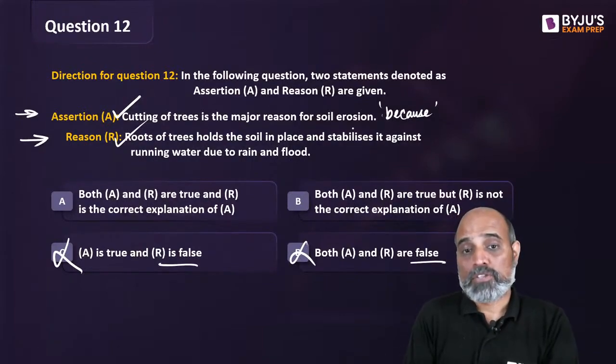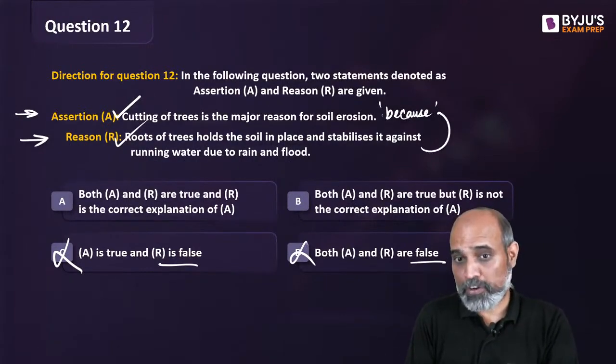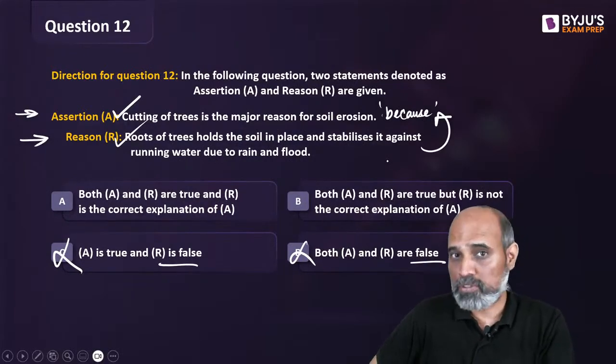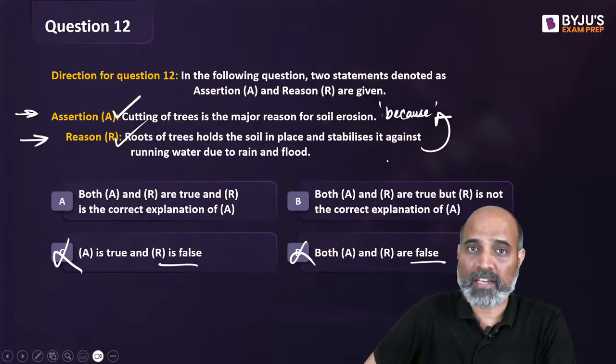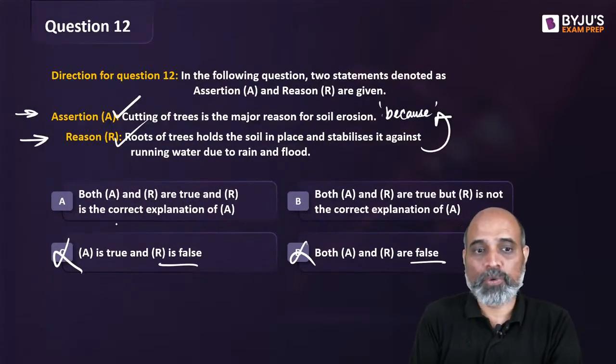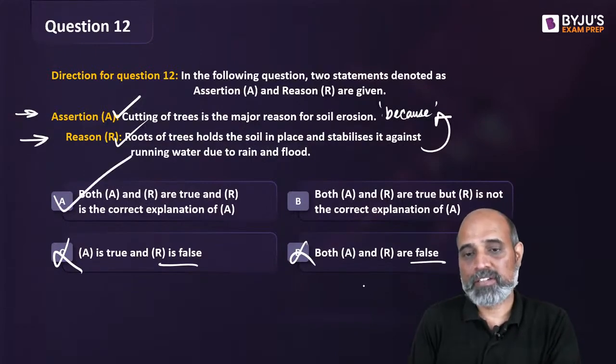Now, soil erosion happens because of deforestation, and because of deforestation, is it because now there is no tree to hold the soil together and to prevent it from eroding from floods and all? Exactly यही होता है. So can we say both are true and R is the correct explanation of A?